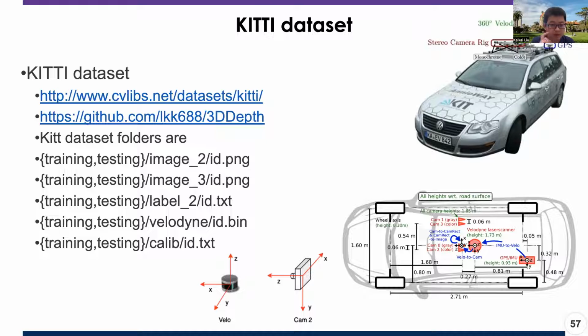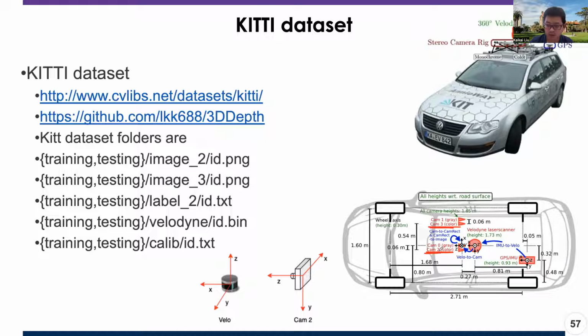Camera 0 and camera 1 are gray cameras. Camera 2 and camera 3 are color cameras. So you can see the mounting location of camera 2 and camera 3. For the 2D object detection purpose, the image dataset you get from the KITTI dataset is always from camera 2. If you want to play with the 3D data, you can utilize camera 3. But they also have a Velodyne LiDAR, which you can see sitting on top of this vehicle.